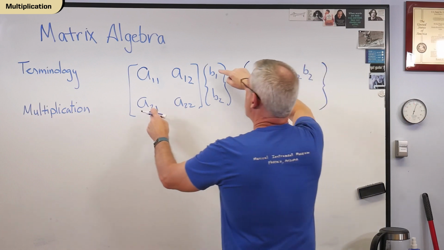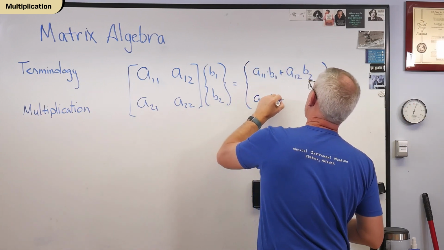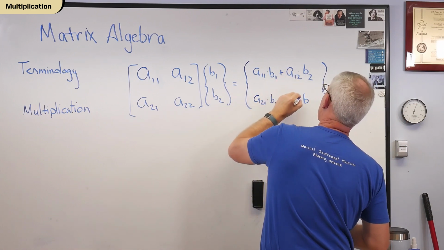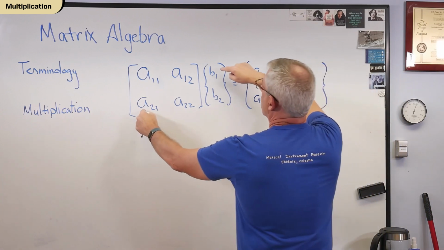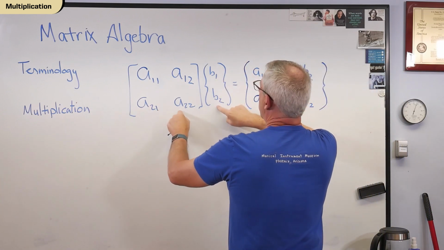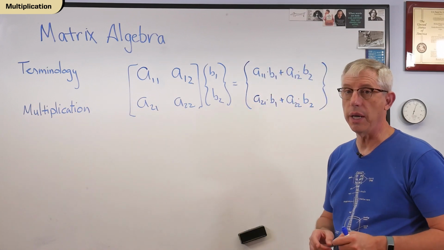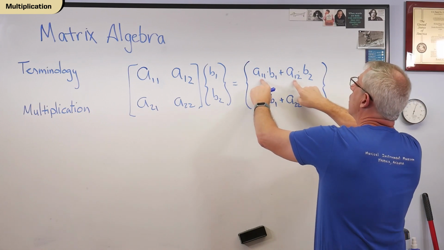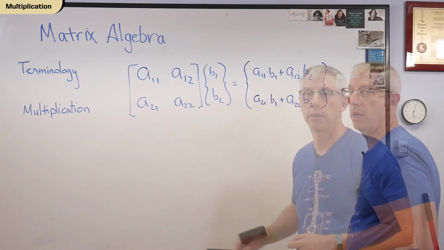It works the same way here. So I'll say A21 times B1 plus A22 B2. So this is pretty easy to read. The first index tells you the row, so that's row 1. First index there tells you the row, that's row 2.